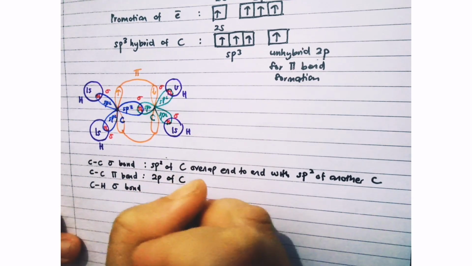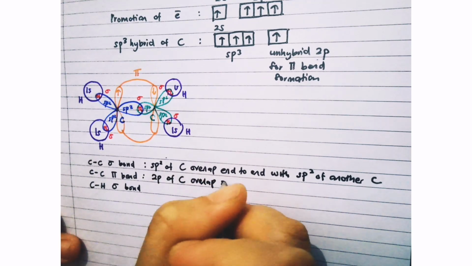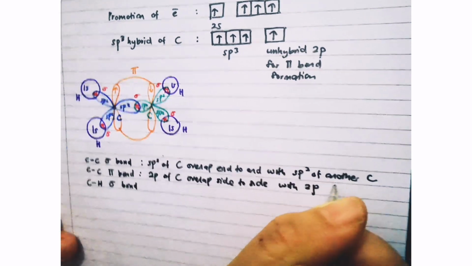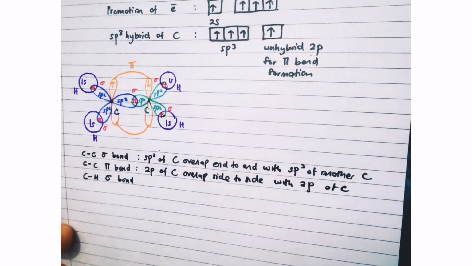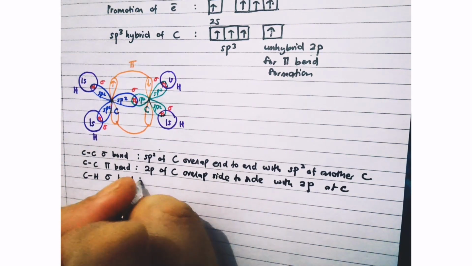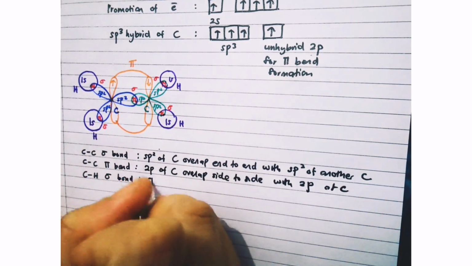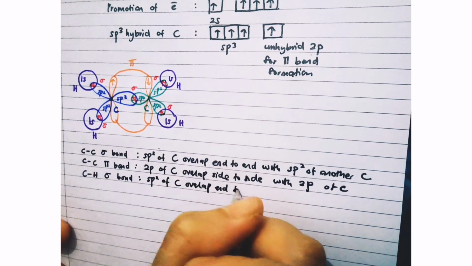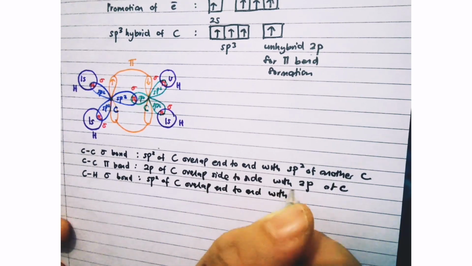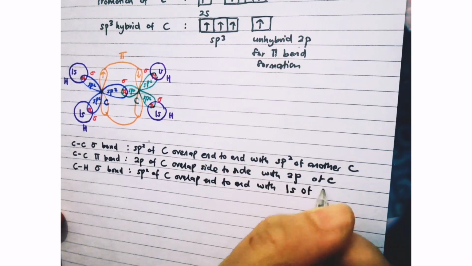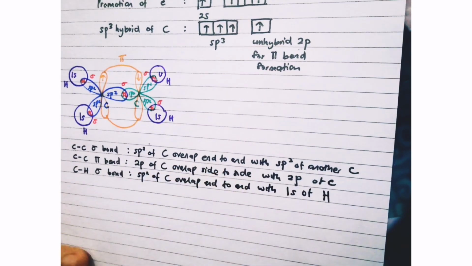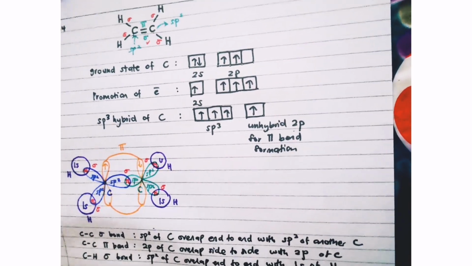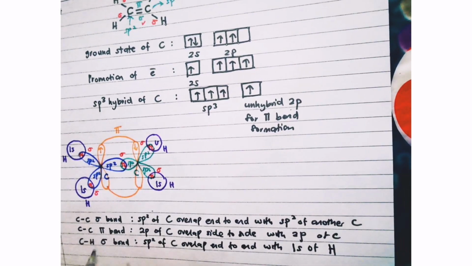Okay, the CC pi bond forms when 2p of carbon overlaps side to side with 2p of another carbon, and the CH sigma bond forms when sp2 of carbon overlaps end to end with 1s of hydrogen. So we finish the orbital overlapping diagram for the molecule of C2H4.